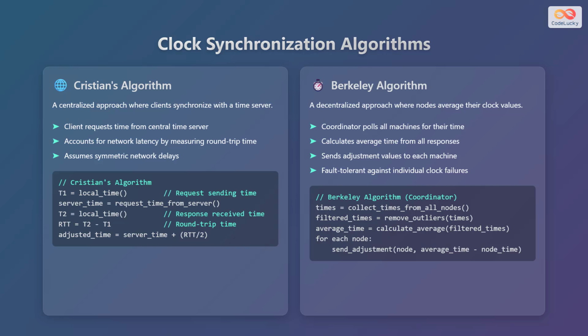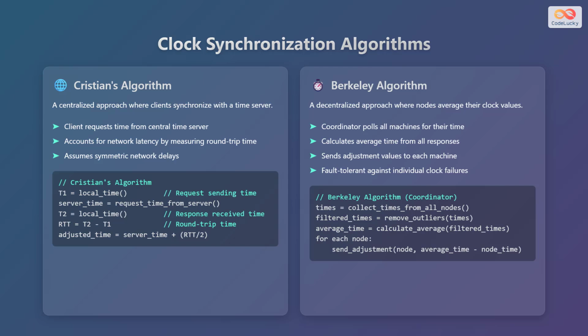Next, we have the Berkeley Algorithm, a decentralized approach where nodes average their clock values. A coordinator polls all machines for their time and calculates the average time from all responses. It then sends adjustment values to each machine and is fault-tolerant against individual clock failures.